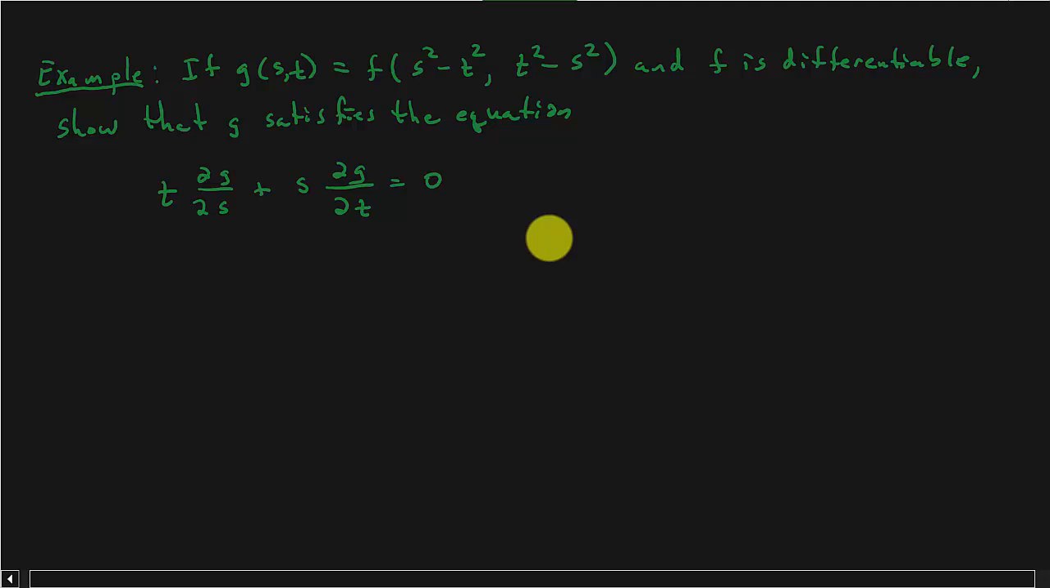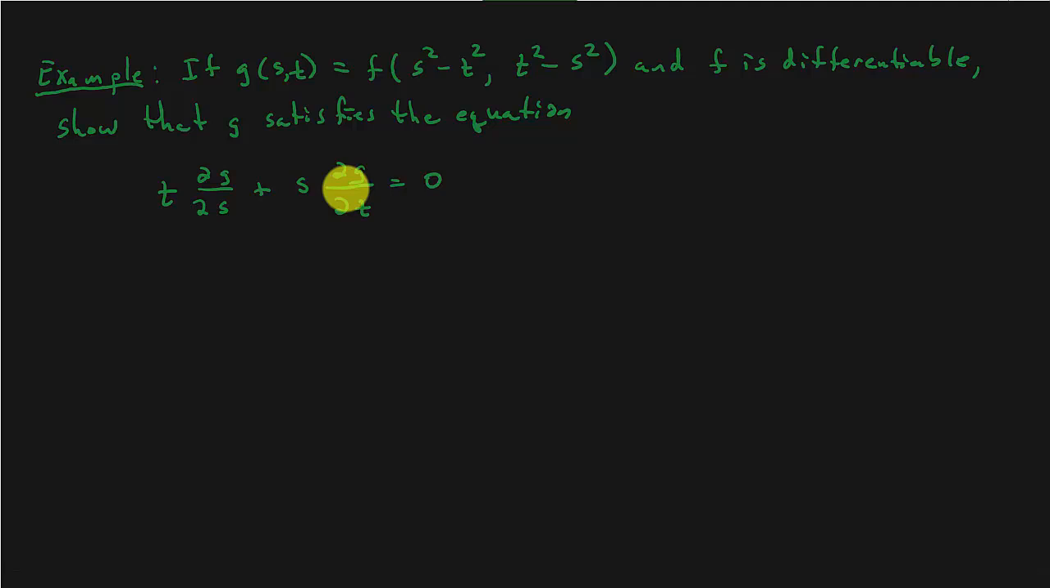All right, it says if g of s, t is equal to f of s squared minus t squared, t squared minus s squared, and f is differentiable, show that g satisfies this equation: t times the partial of g with respect to s plus s times the partial of g with respect to t equals 0. We want to show that that's true.